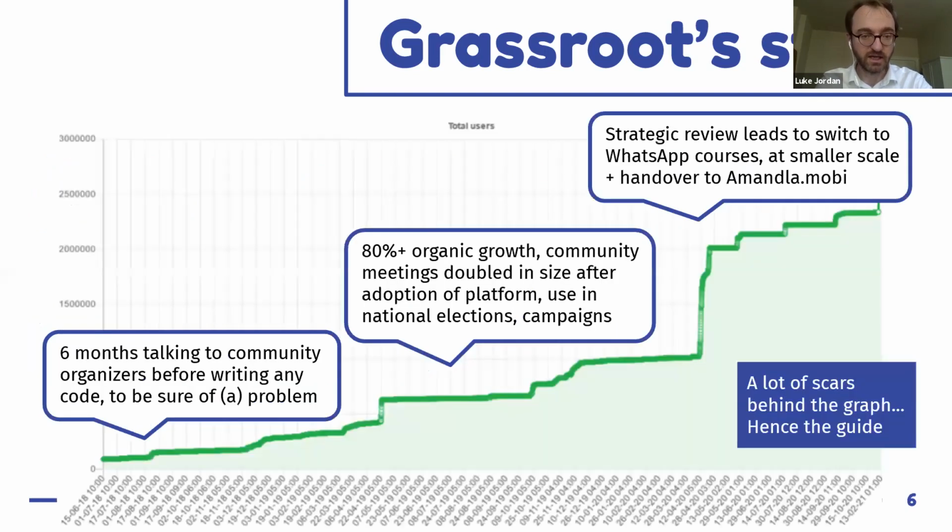So we built a platform, the one that I described earlier, using USSD. So that's to work over any kind of phone. And this is just a chart of, over the years, what happened to our user numbers. And I think the key things in our journey that were important were, one is that we did spend 6 months talking to community organizers before we wrote any code to be sure that we understood the problem.